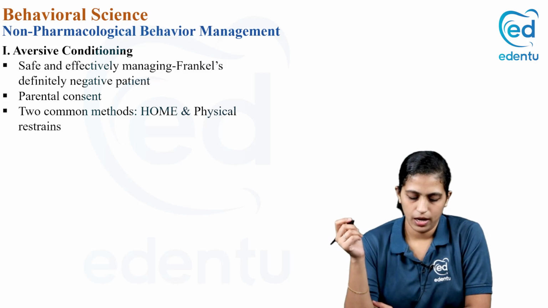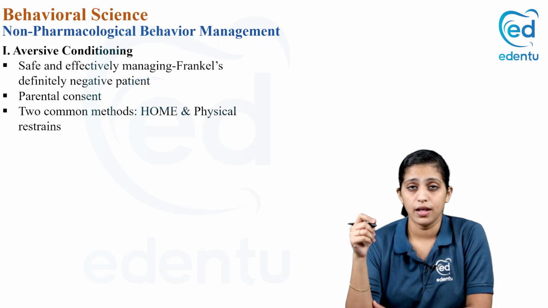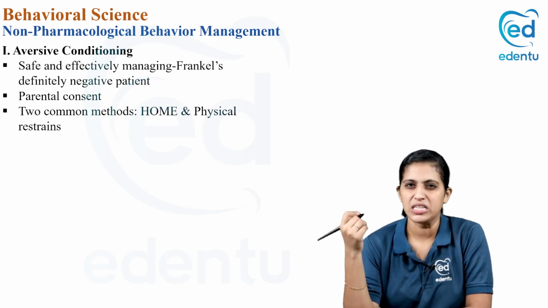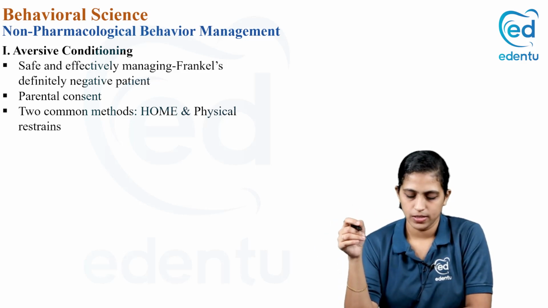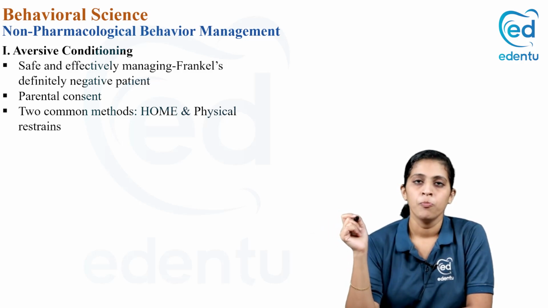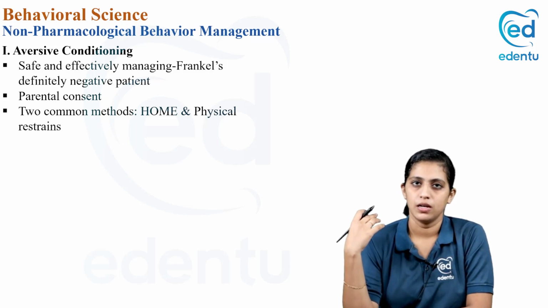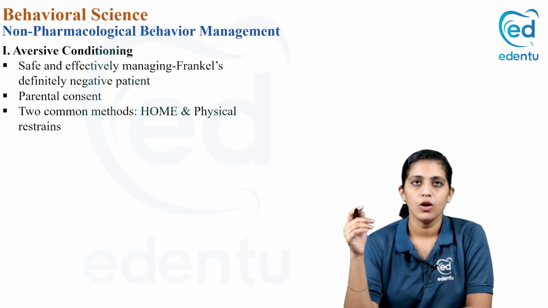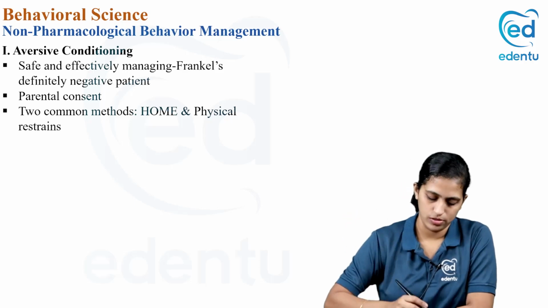Next is aversive conditioning. This is a safe and effective method of managing Frankl's definitely negative child, who cries, kicks, and shows temper tantrums. All this comes under the Frankl's definitely negative patient. So this is an effective behavioral management technique for such children. Before we do aversive conditioning, we should obtain parental permission or parental consent, or at least verbal consent. Then the two methods which come under this are HOME and physical restraints.